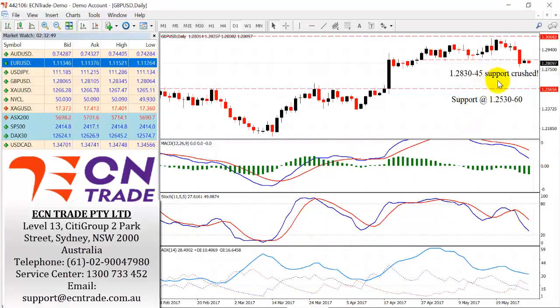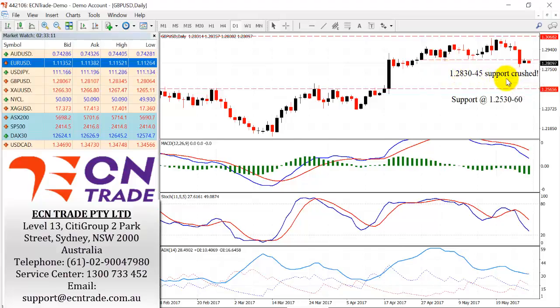Well, the pound is still attempting to take on this re-challenge of the resistance around 128.40.60 with the support recently at 128.30. So all we're seeing at the moment is just a re-challenge of that break level, although the price action was a little bit thin overnight due to the UK taking a holiday.